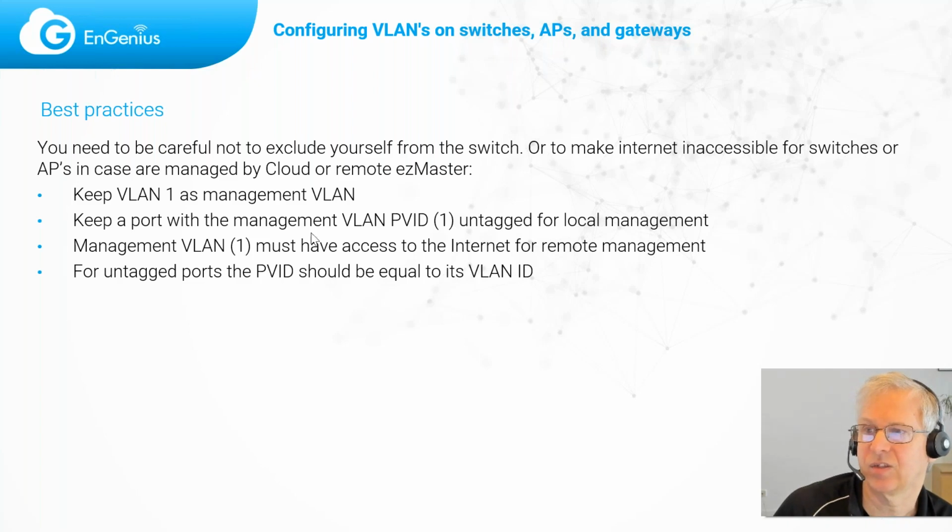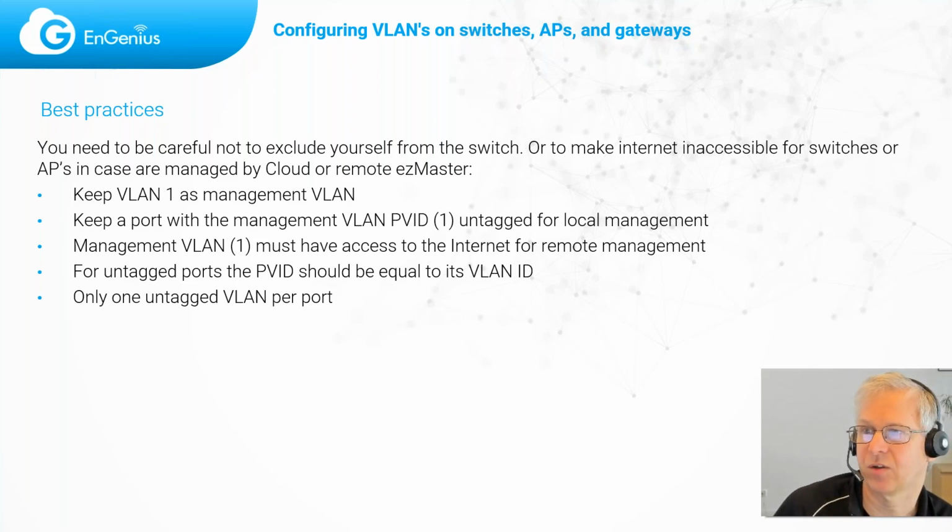The other thing that is very important not to forget is that if you have any untagged ports, the port VLAN ID on that port should be equal to the VLAN ID that you have configured for that port. So there are two places where you need to configure this. And you should combine this with only one untagged VLAN per port.